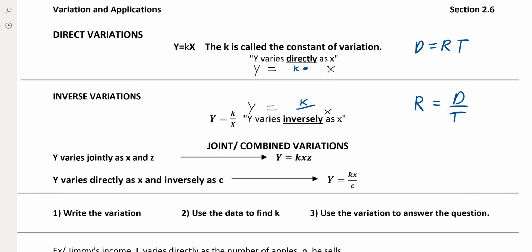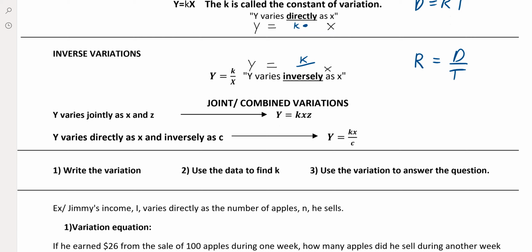Okay? Now, if it's a joint variation, then you have to look at it as a multiplication of the two. So it's the same thing. Y varies jointly would also be a multiplication with the k. So it would be y equals k times x times z. And then you can get really crazy with these things. So if it says y varies directly, that's k times x, and inversely, so divided by c. Anytime you see inversely, you want to think divided by, and directly is multiply. So you end up with this situation.